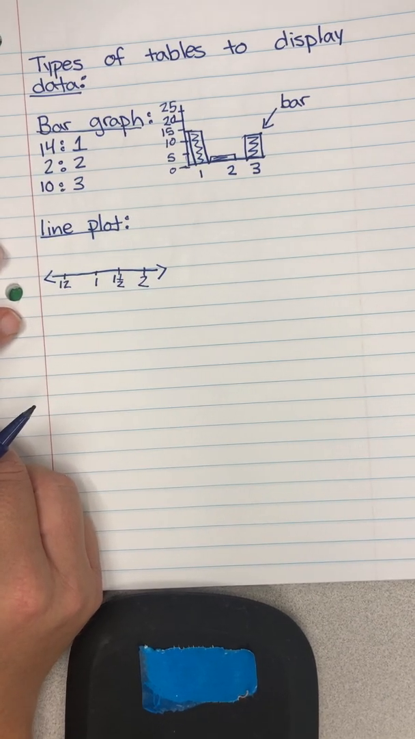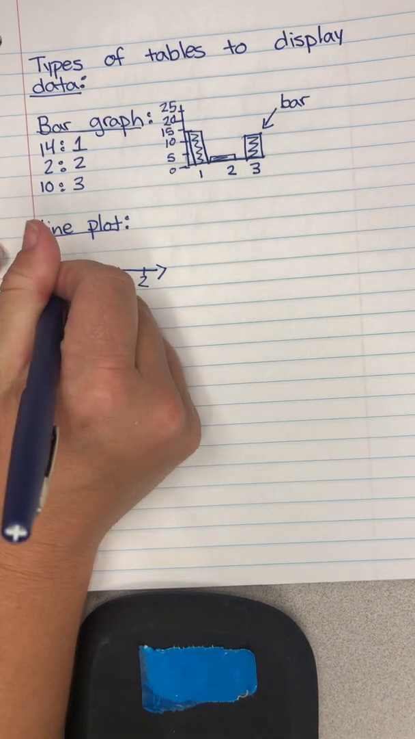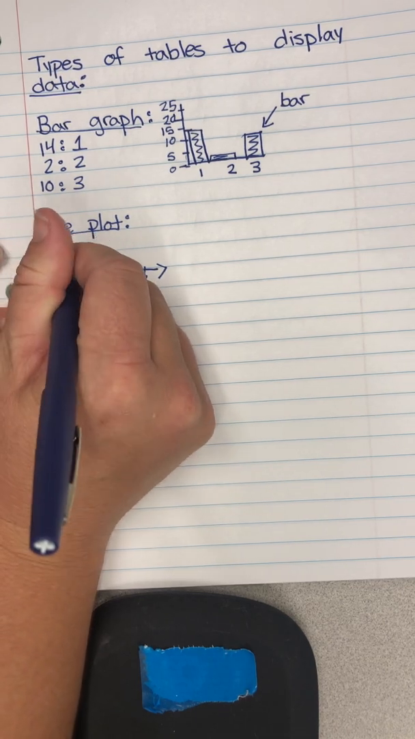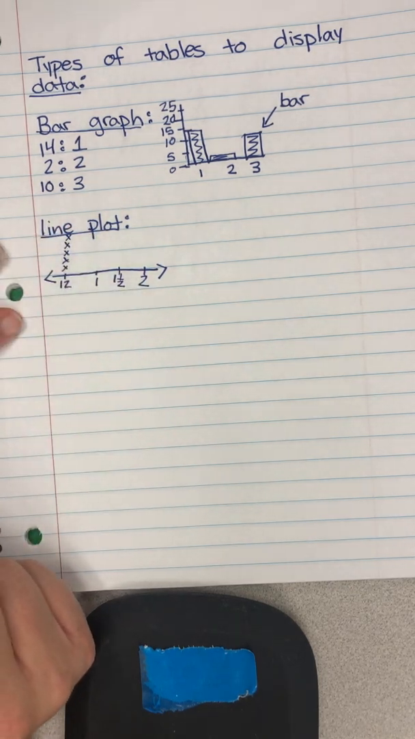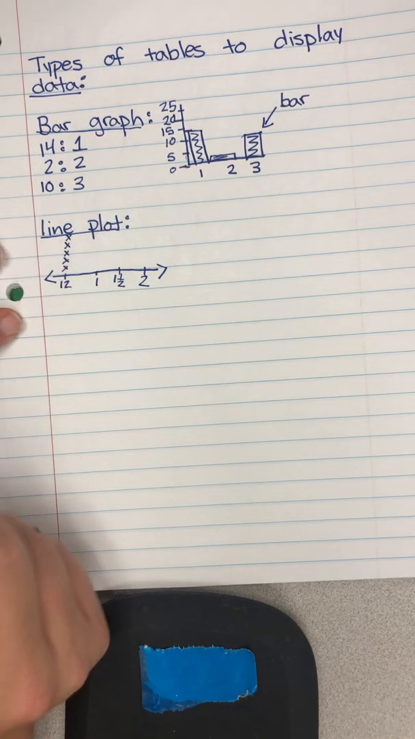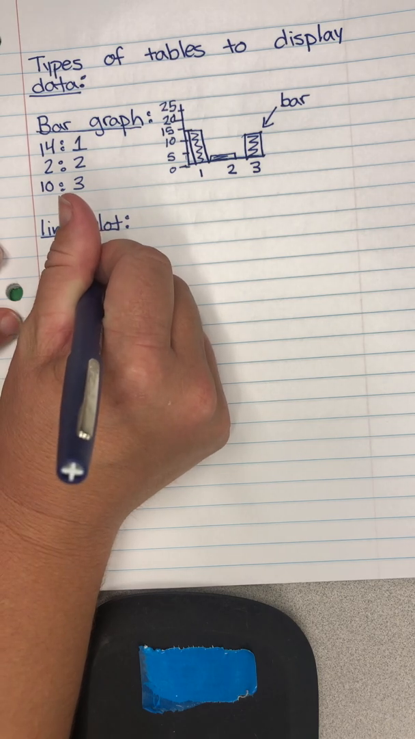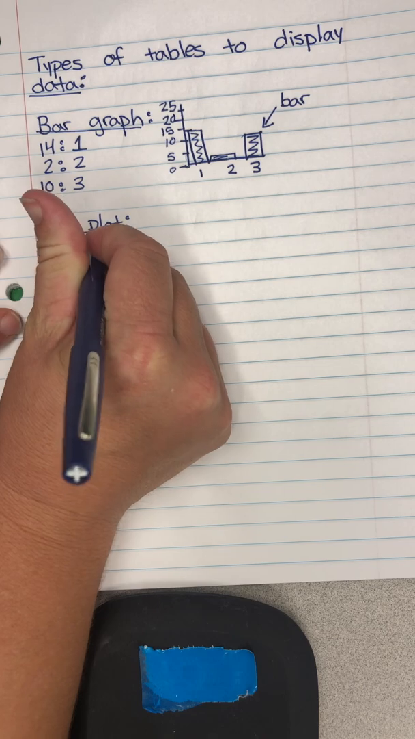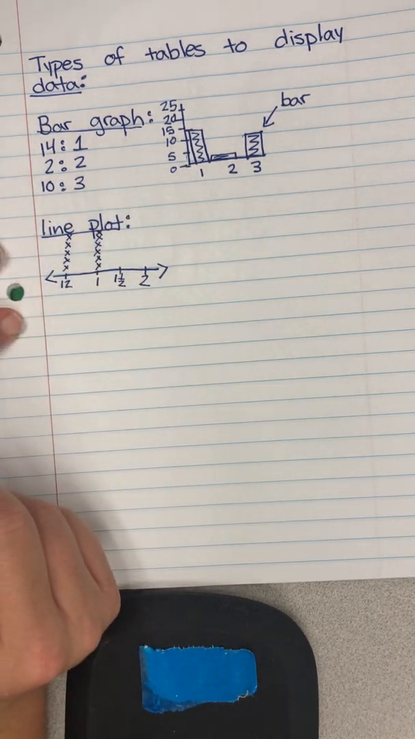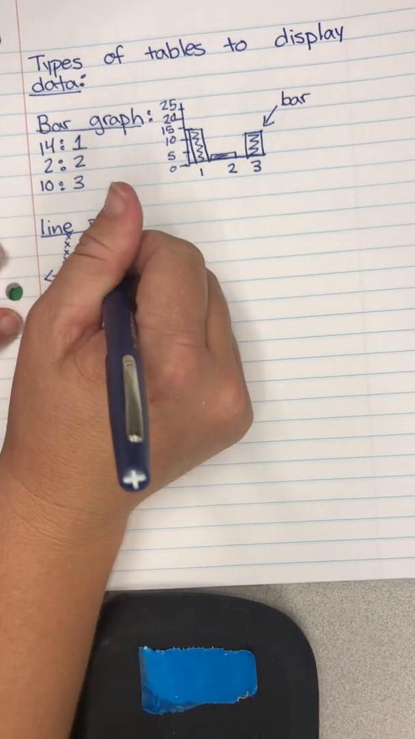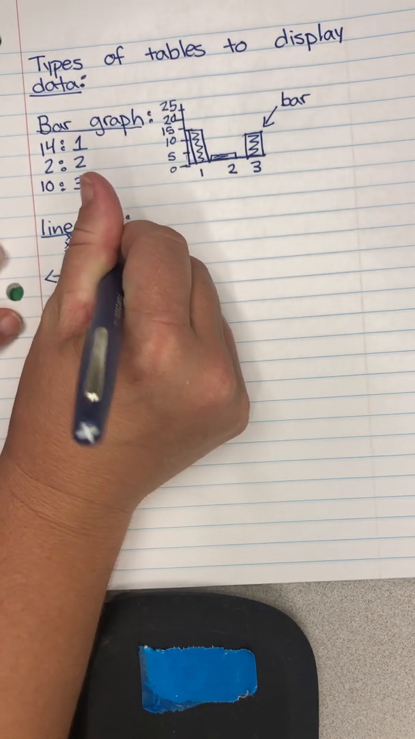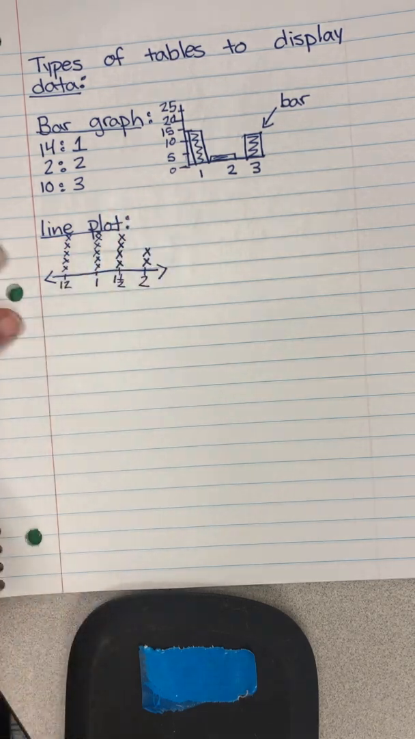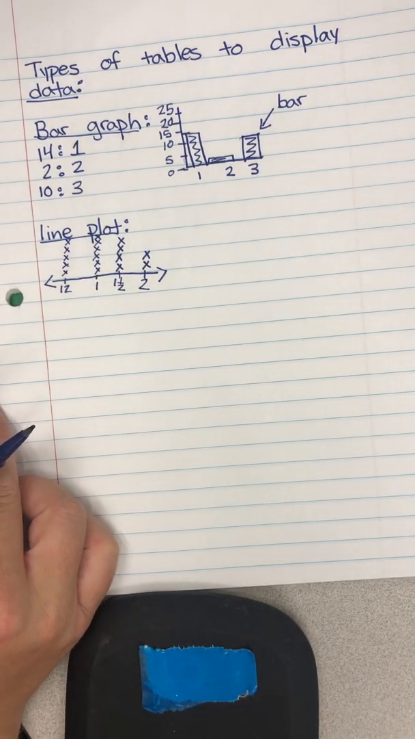All right, so say we had 5 people that had a size 12. So you're gonna represent it by an X or any figure. So there'd be 5 X's. Say 6 of you were a size 1. 3, 4, 5, 6. Should have put it down just a little bit. Then we have 4 of you are 1.5, and then 2 of you are a size 2. So this is a line plot.